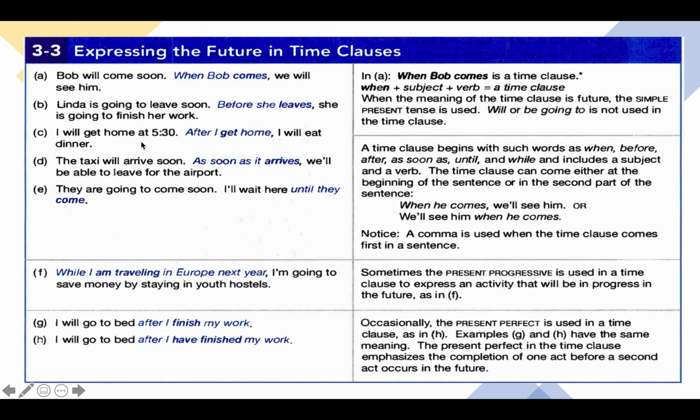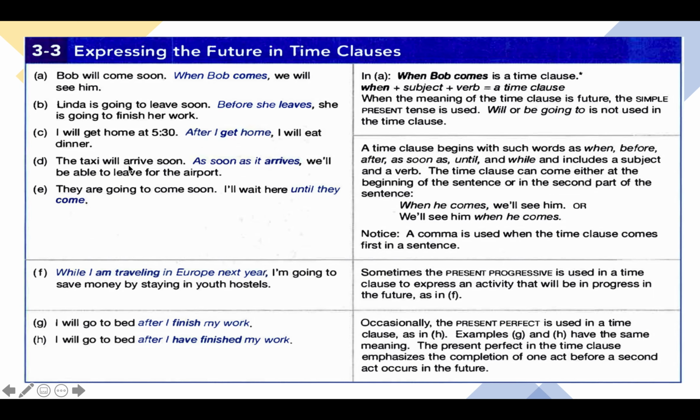Another example, I will get home at 5:30. So this is the action that we are talking about. It's in the future, right? And we want to express this using a complex sentence in which we have a time clause, after I get home. So here, notice that even when we are talking about the action of getting home in the future, we can't use future simple. We can use only present simple in the time clause instead of the future simple. Why? Because this is a rule. When we have a time clause, we never use future simple tense. We use only present simple tense, right? After I get home, I will eat dinner, right?